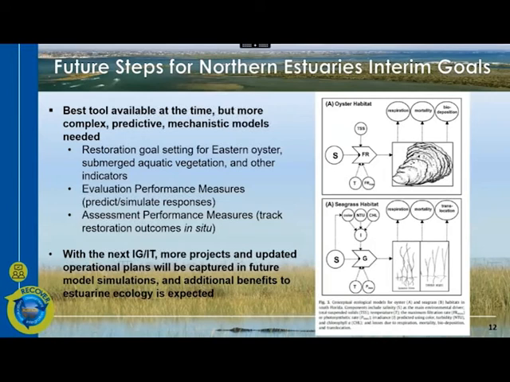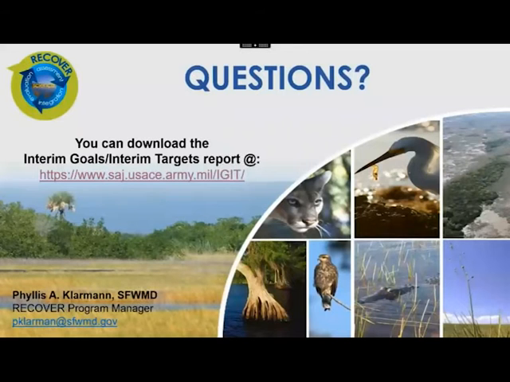Finally, with the next interim goals and term targets report expected in 5 years, this will include additional CERP project components as well as updated operational plans, such as the Lake Okeechobee System Operating Manual effort, which is ongoing currently. And with these future projects and with things like LOSM, the operating manual, we will expect additional benefits to estuarine ecology in the Northern Estuaries. And with that, I would be happy to take any questions.